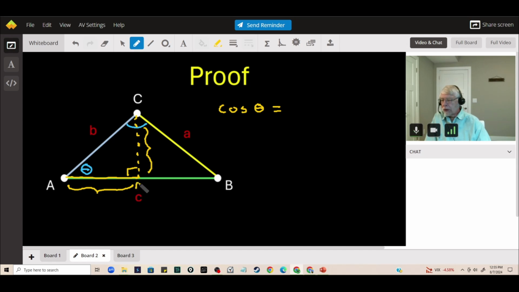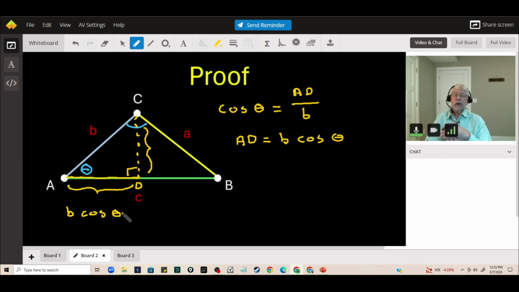So we have a point, and we're just going to say that's distance AD. That's the adjacent side over the hypotenuse, which is B, so the length of AD is just equal to B cosine theta. So I'm going to put B cosine theta right there. Now pause the video and see if you know how to come up with the formula for the height.